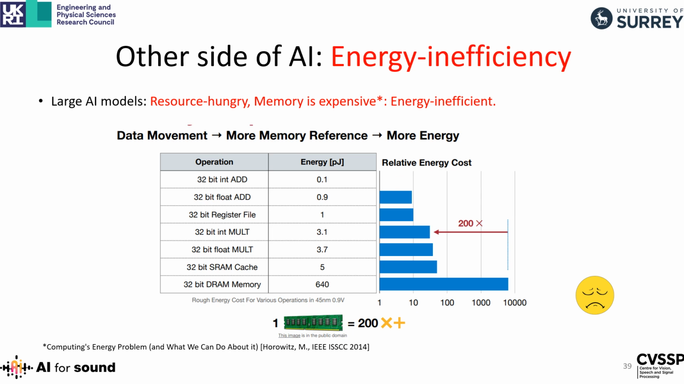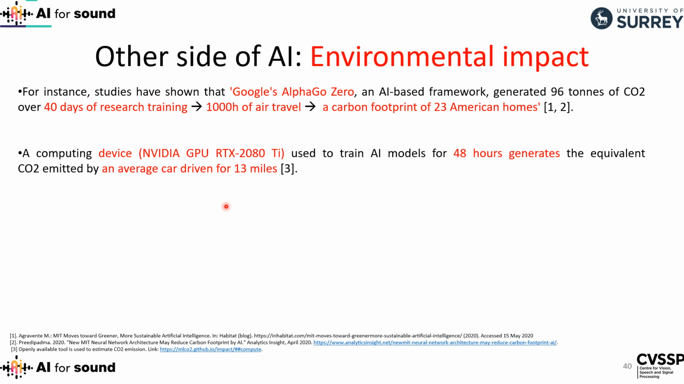And if we see the impact of this energy inefficiency of AI models, or the requirement of large resources, on the environment, that is huge. For instance, Google AlphaGo Zero, a gaming system which has beaten human experts, generates 96 tons of CO2, which is equivalent to 1,000 hours of air travel and the carbon footprint of 23 American homes, when this AI model is trained for 40 days.